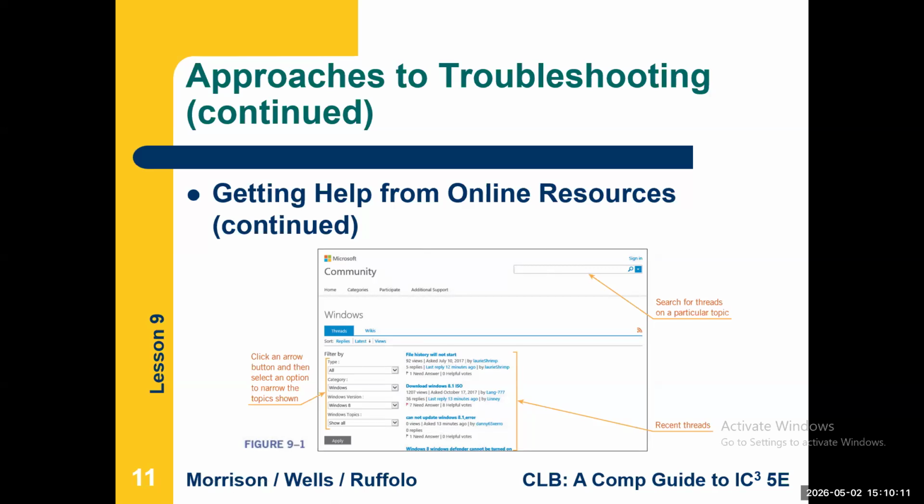So for example, if you're having an issue where File History will not start, these are the threads. You can see 92 views. The question was posted by this person on July 10, 2017, and there were a lot of replies. So 5 replies were made to that particular thread. Over here, you can see download Windows 8.1 ISO.